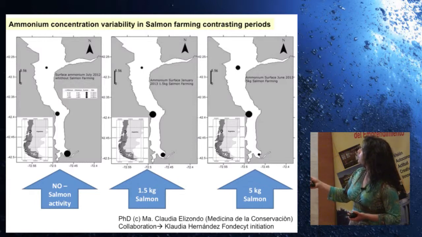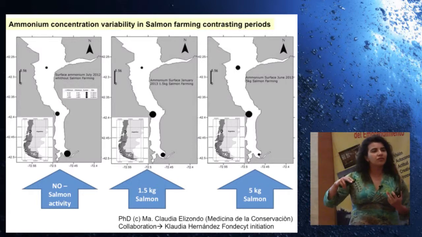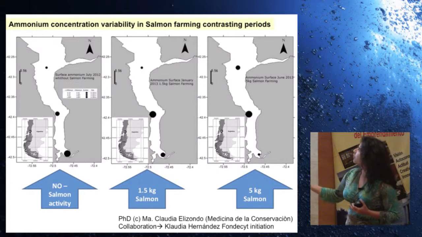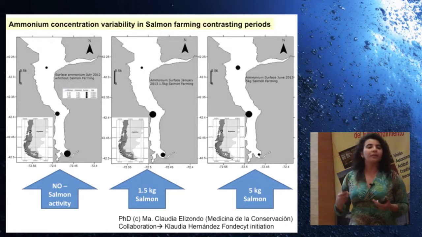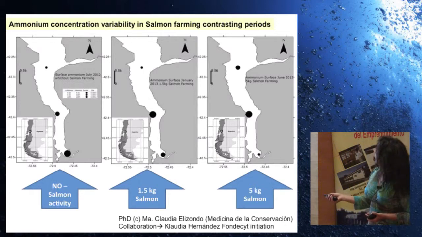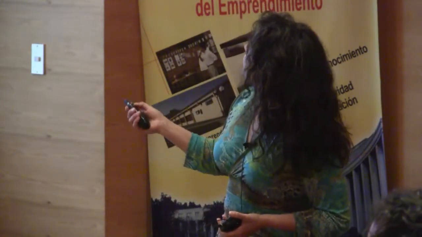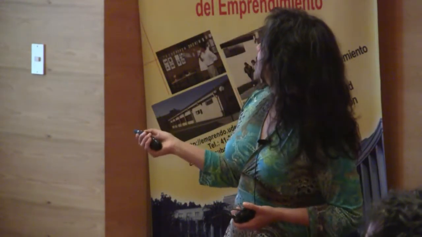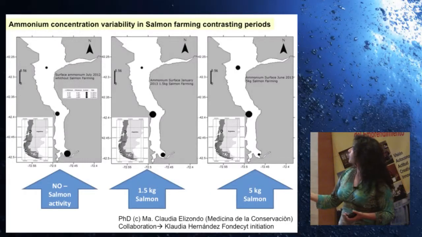So there are sites where you see higher surface ammonium concentrations, changing towards the sites where the salmon farming is happening. And then, for example, when you have 5 kilograms of salmon in the facilities, close to harvesting time, there is also an increase in these sites, and the contribution of the river is even less. This is comparing just to winter times.